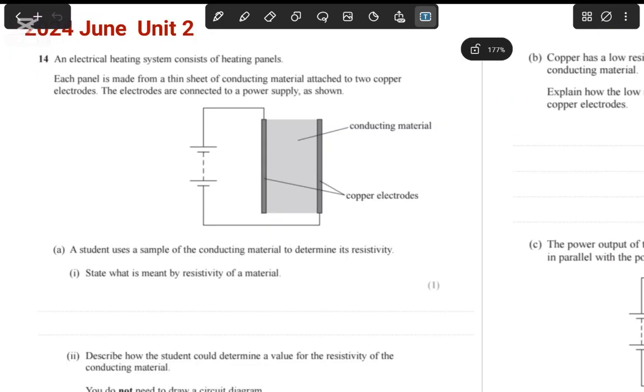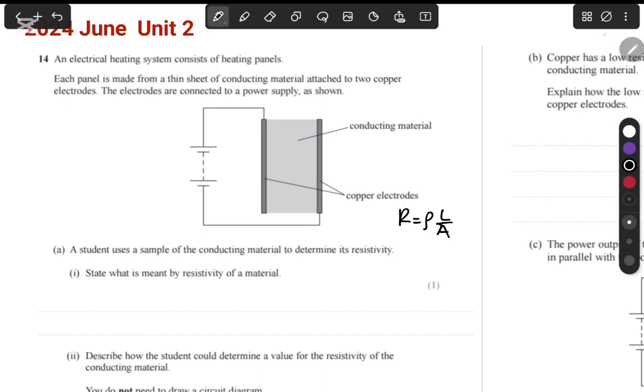Okay, so it says an electrical heating system consists of heating panels, and each panel is made of a thin sheet of conducting material attached to two copper electrodes. So you have those two copper electrodes, and then you have the conducting material. The electrodes are connected to a power supply. Okay, and then it says a student uses a sample of conducting material to determine its resistivity, and you have to state what is meant by resistivity of a material.